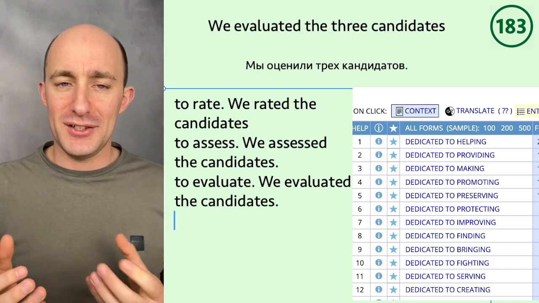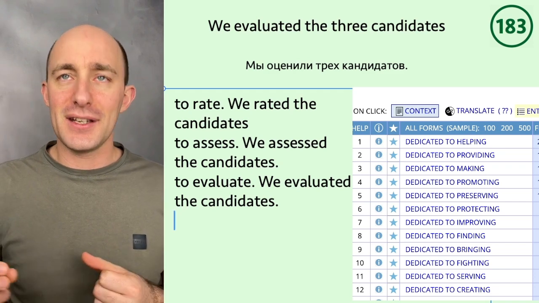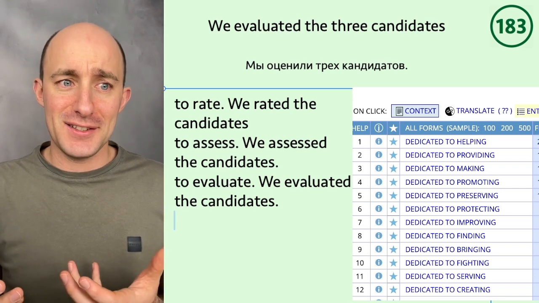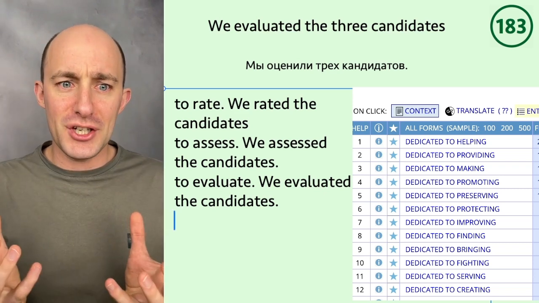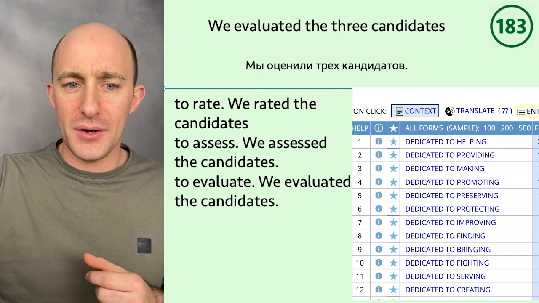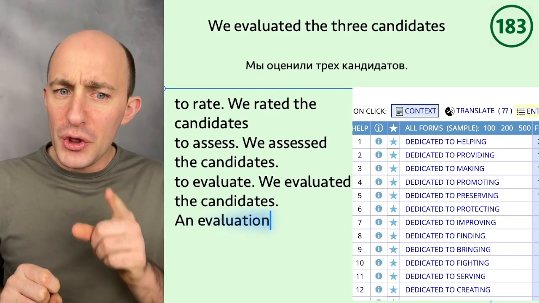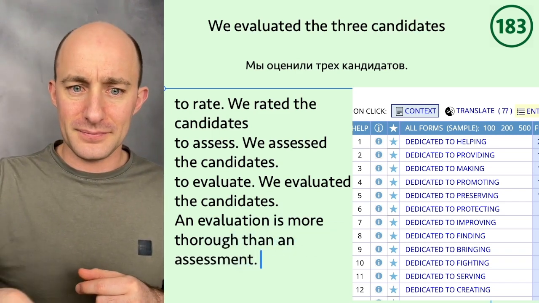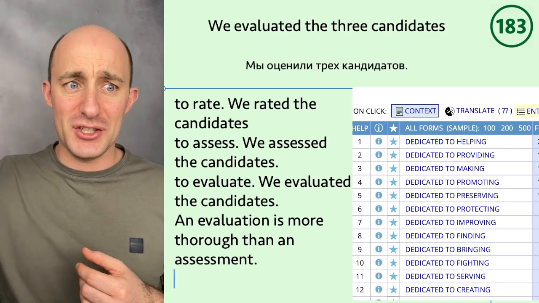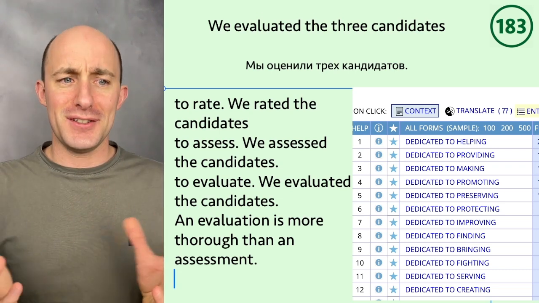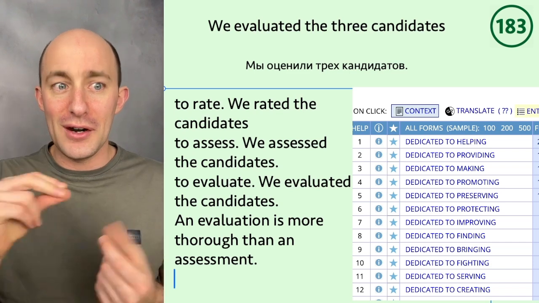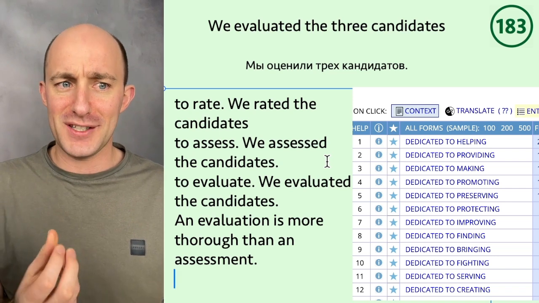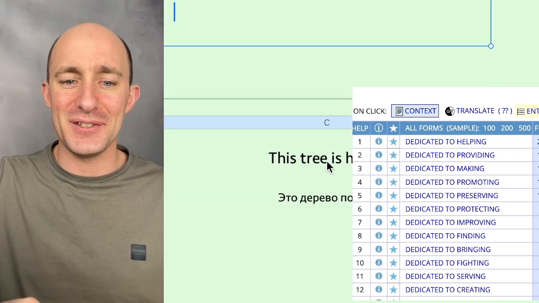Evaluate is more detailed. So if you evaluate the candidates, then you might write 3 paragraphs about each candidate. Because an evaluation is more thorough. So an evaluation is more thorough than an assessment. And a rating is just a number. So an evaluation, it's thorough. There's more thought. There are more words in an evaluation. So it depends on how you want to оценить, which word you want to use.